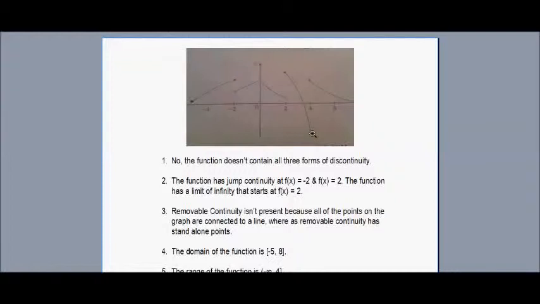Number three, it asks to explain which type of discontinuity isn't present and state how to recognize the missing type from the graph. Well, if you've known what we've been doing in that class, I think you could tell that removable discontinuity isn't present at all, because in order to tell where a function does have removable discontinuity, you would have to have a line and then a point standing alone by itself. And on this graph, all the points are connected to a line, regardless if they're a closed circle or an open hole. There's no standalone points at all. So removable discontinuity is not in this function.